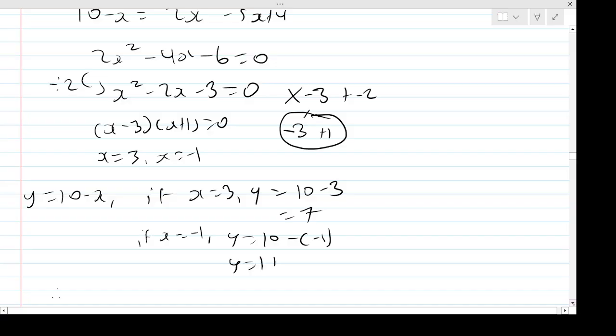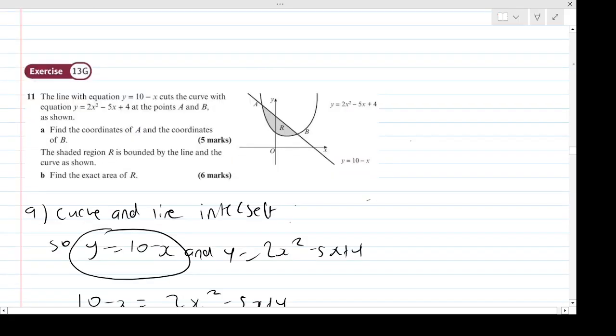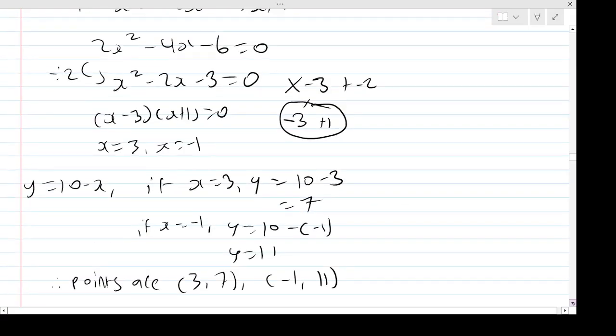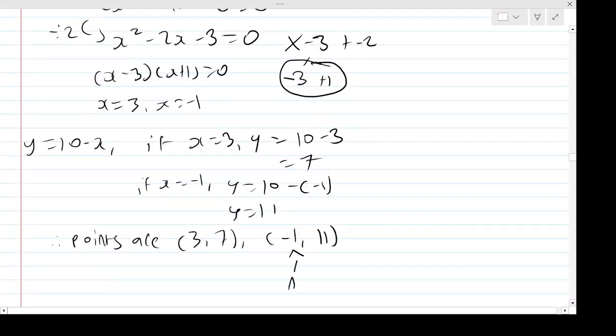So my coordinates are either when x is 3, y is 7, or x is minus 1, y is 11. Now which one is A and B? I need to label which one is A and B. Well, A is on the negative, it has a negative x value, and B has a positive x value. Which means out of these 2 points, this has to be A and this has to be B as a result. So therefore A is minus 1, 11, and B is 3, 7.